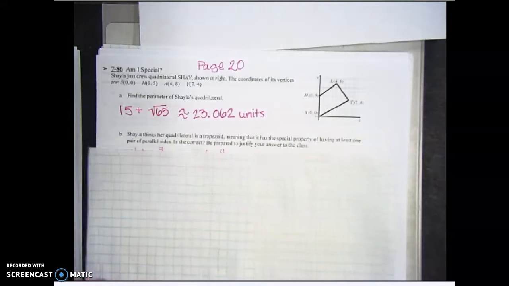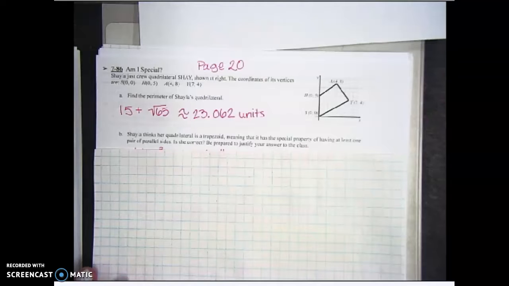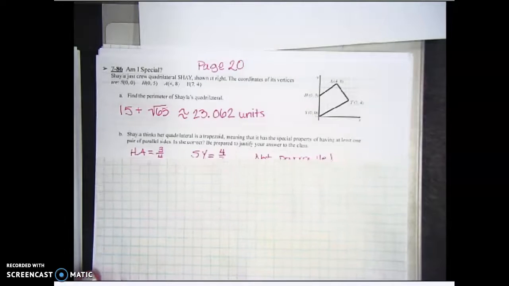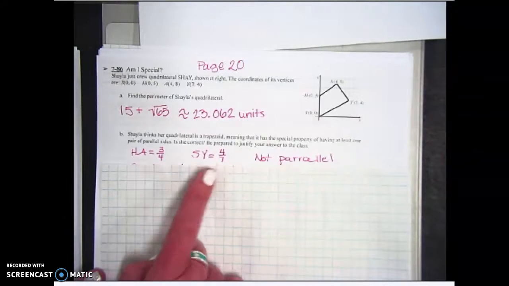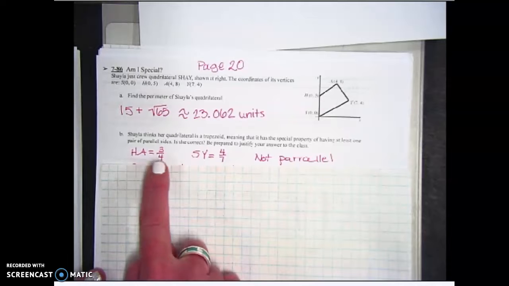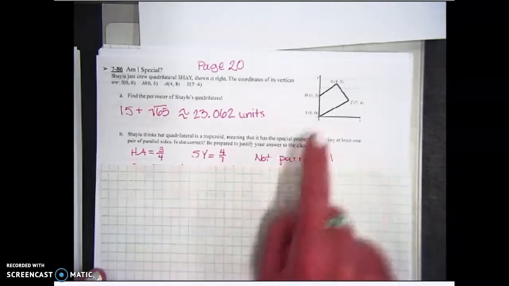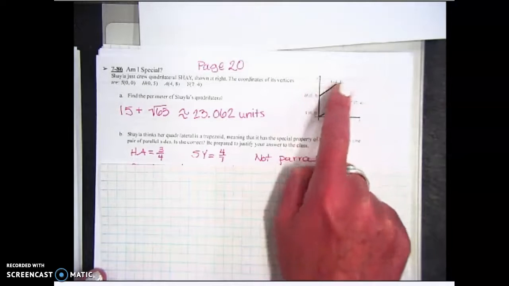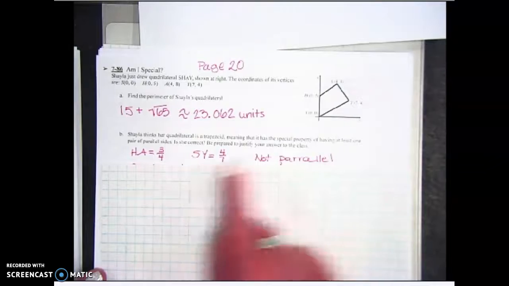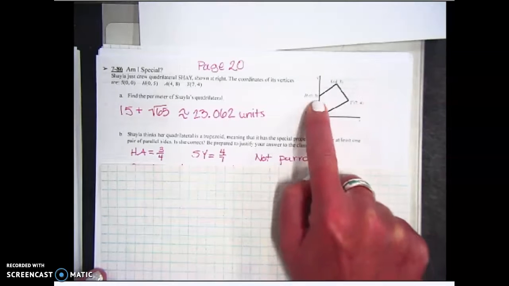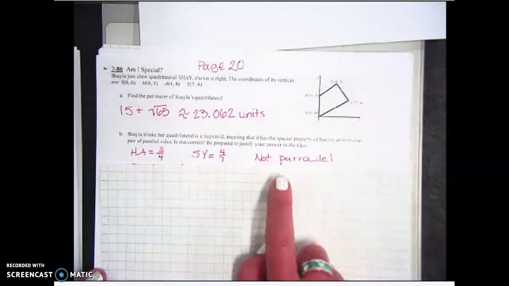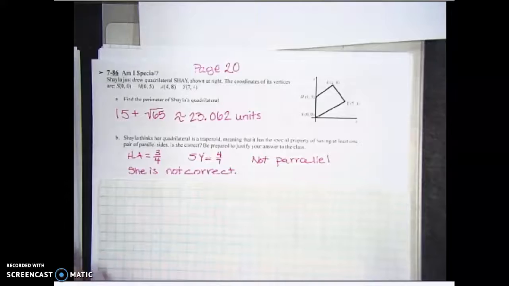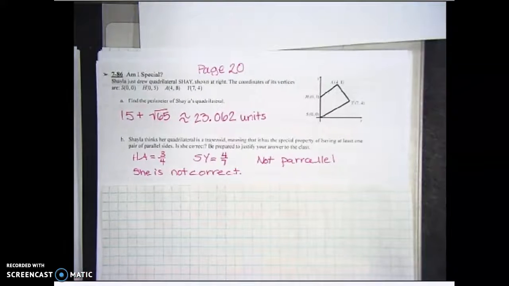All right, so Shayla thinks her quadrilateral is a trapezoid, meaning that it has the special properties of having at least one pair of parallel sides. Is she correct? She is not correct. And how can you tell? Because they are not parallel. From H to A, you go up 3 over 4. And from S to Y, from here to here, you go up 4 over 7. So they are definitely not parallel, so you're going to say that she is not correct.